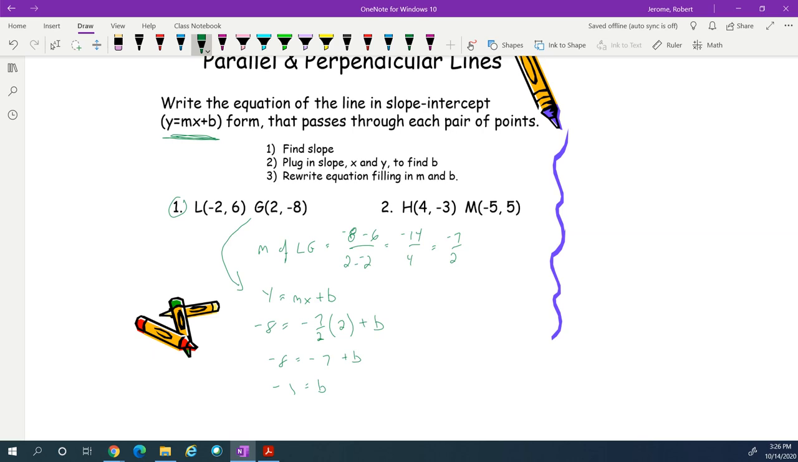And then step 3, we're going to rewrite the equation filling in m and b. We take our m, and we take our b, and we plug them in. Y equals -7/2 x minus 1. That is the equation of the line. If we wanted parallel, we would use the same slope and a different point. If we wanted perpendicular, we would get the opposite reciprocal slope and whatever point. But we need to be able to write the equation of a line.